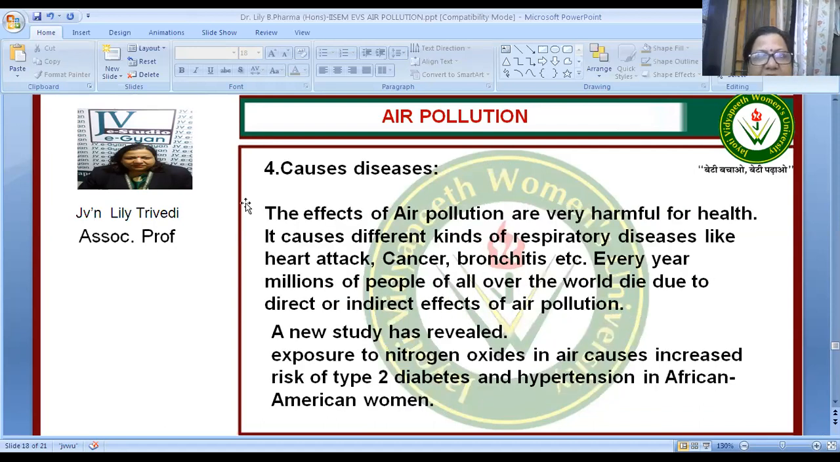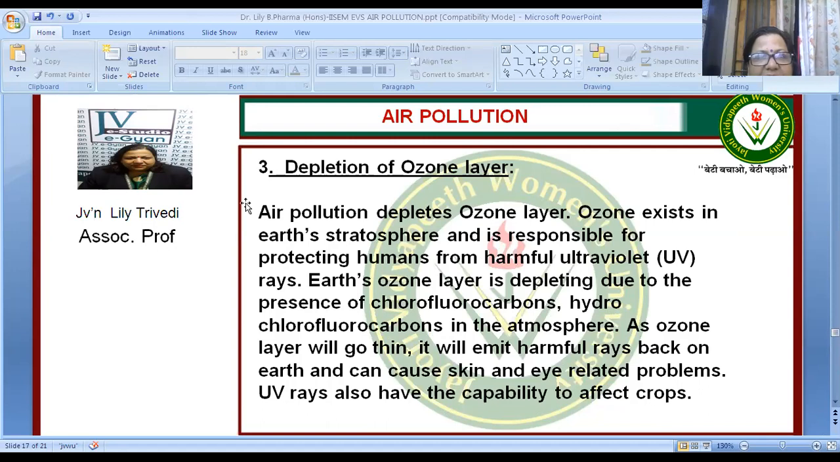Now, due to COVID-19, the reduction in air pollution has caused the ozone layer hole to recover itself.